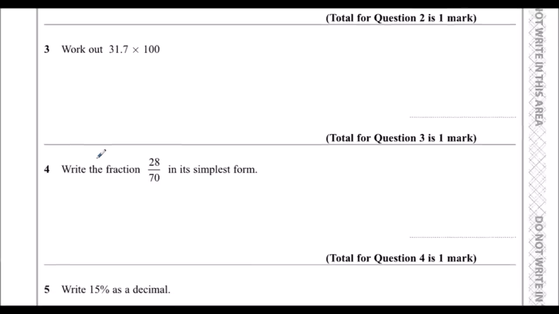Question 3, work out 31.7 times 100. We can times by 100 by timesing by 10 twice. So 31.7 times 10 is 317, times 10 again will be 3,170.